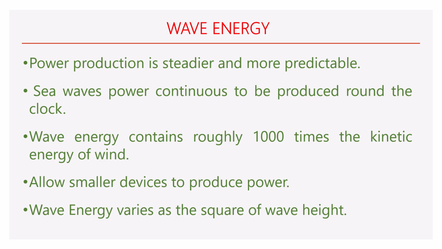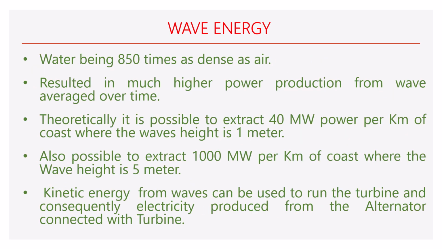Wave energy contains roughly 1000 times the kinetic energy of wind, which allows smaller devices to produce power. Wave energy varies as the square of wave height. Water being 850 times as dense as air results in much higher power production from waves averaged over time. Theoretically, it is possible to extract 40 megawatts of power per kilometer of coast where the wave height is 1 meter. It is also possible to extract 1000 megawatts of power per kilometer of coast where the wave height is 5 meters.